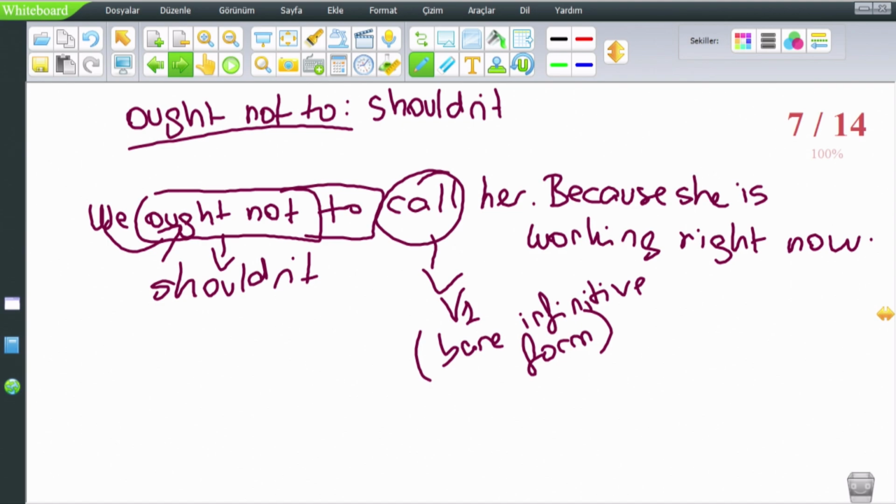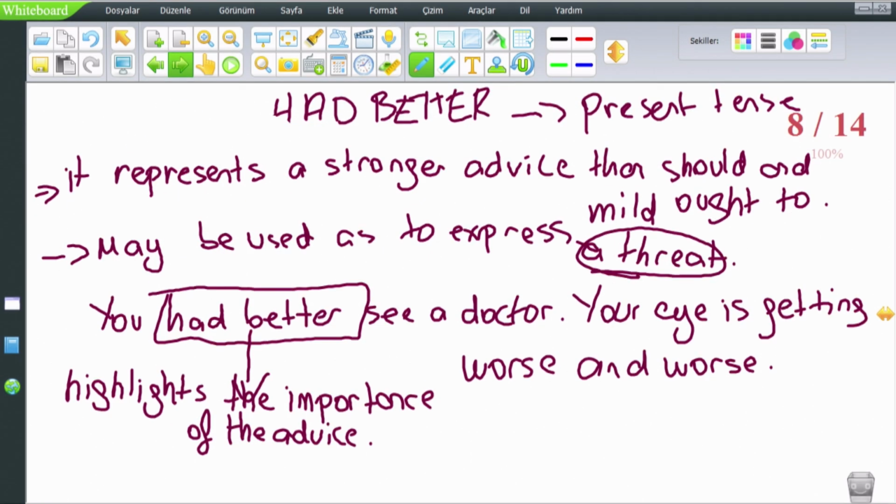Then we have ought not to, which is the same as shouldn't. We ought not to call her because she's working right now. This is something that we shouldn't do. I could also replace ought not to with shouldn't. You can see our subject, modal verb, and bare infinitive.